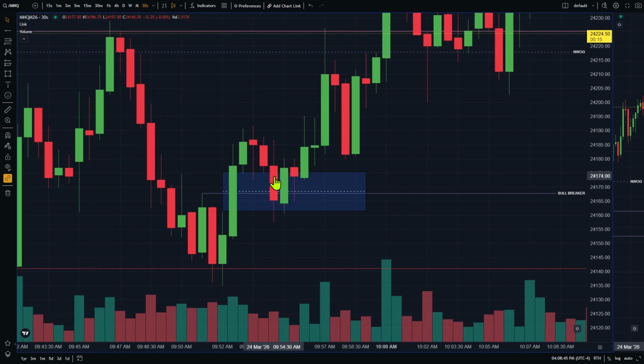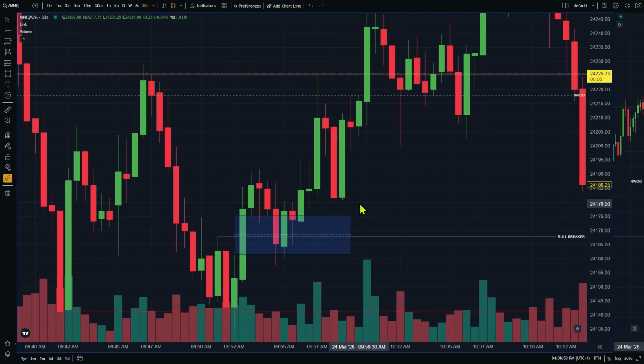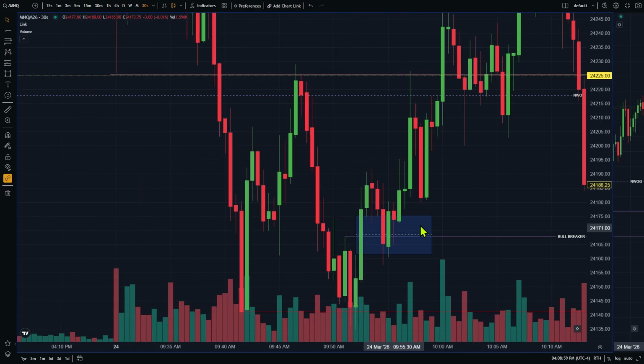You can see we tried to push lower here, could not do it. Tried again, couldn't. All the time respecting this fair value gap. Candle bodies never made it all the way through. Wicks are okay. Wicks can do the damage. It's the bodies that tell the narrative.